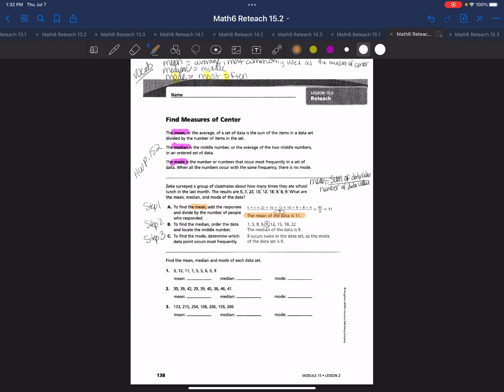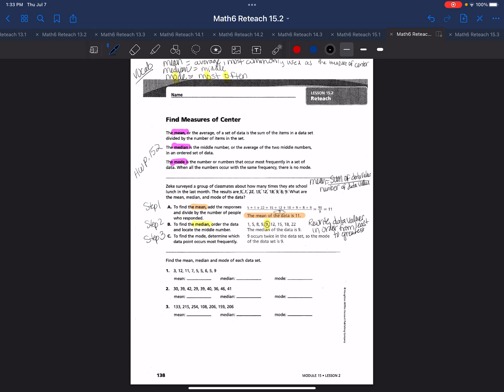So then the next thing is it says to find the median, which is the middle number. So you would put your data set in order from least to greatest. That is very important that you go ahead and rewrite all the data values in order from least to greatest. That you have to do first in order to find the median. Means which one comes in the middle.